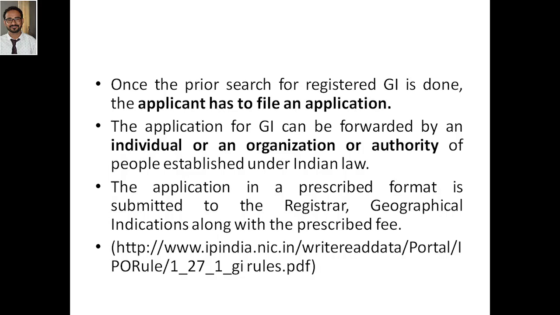Now the application for the GI can be forwarded by an individual, just you, or an organization, where you work or where you study, or it can be the authority of people established under Indian law. Authority of people means you have agents and all, and they can also file the application on your behalf. The application in a prescribed format is submitted to the Registrar of Geographical Indications along with the prescribed fees. This is the portal where you can go for it.